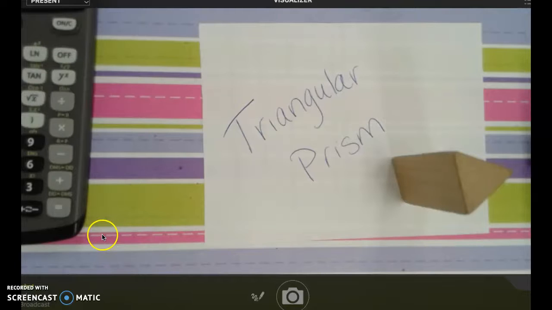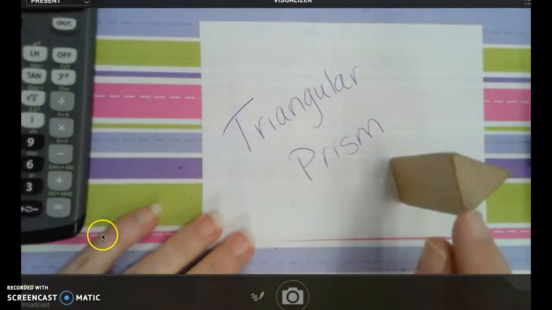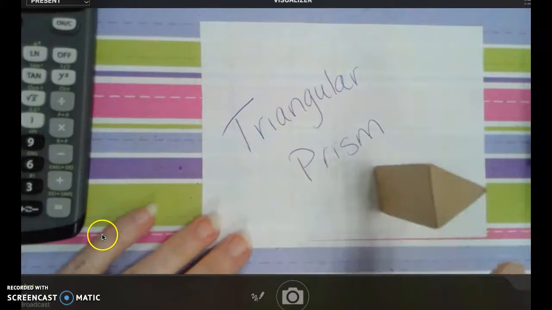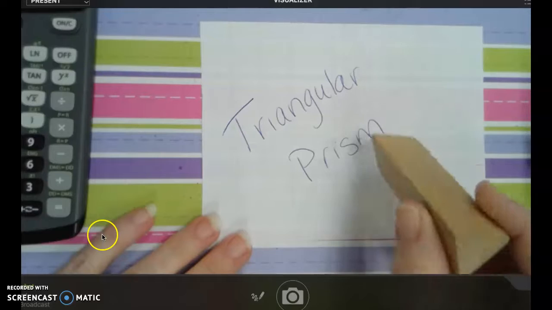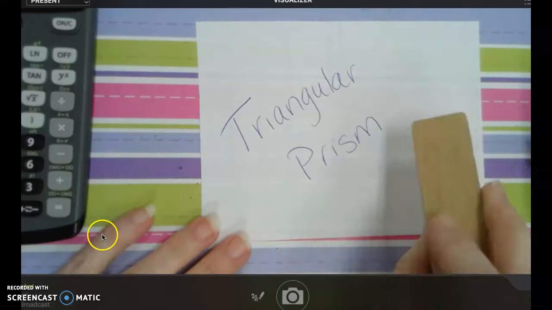Today we're going to start looking at triangular prisms. Last week we looked at rectangular prisms, which meant that the bases were rectangles. This time the bases are going to be triangles and the sides are going to be rectangles, because prism means that the sides are rectangular. The triangular part tells us what the base is. So if we have a triangular prism, that means our base is a triangle. See, the top and the bottom are both triangles, and then our sides are all rectangles, okay?